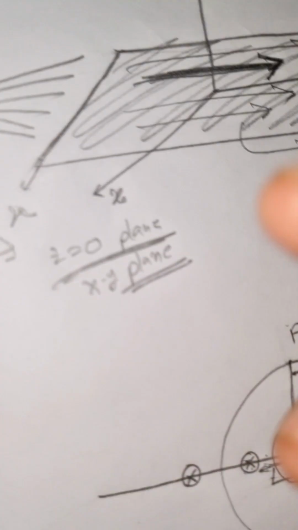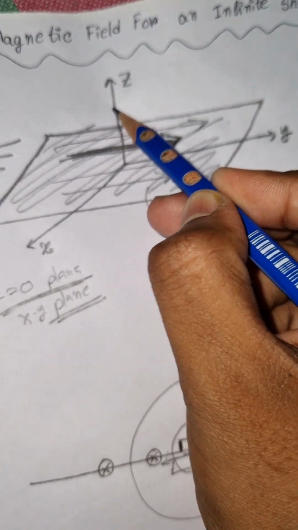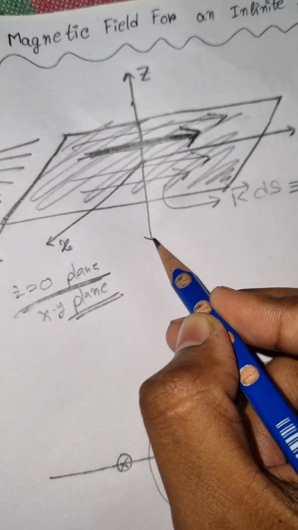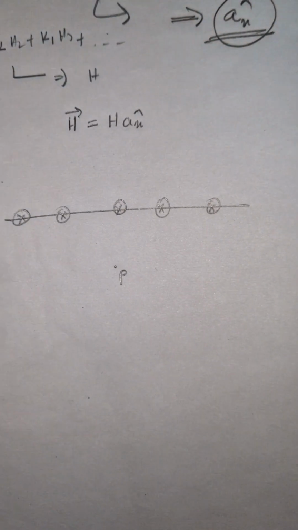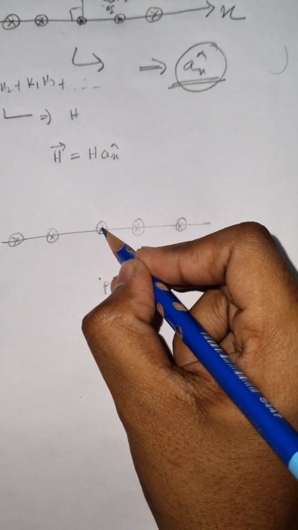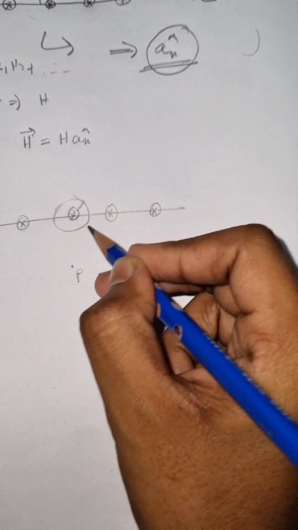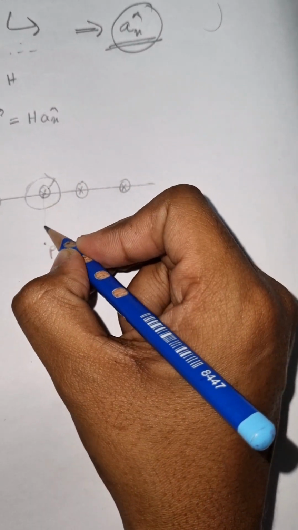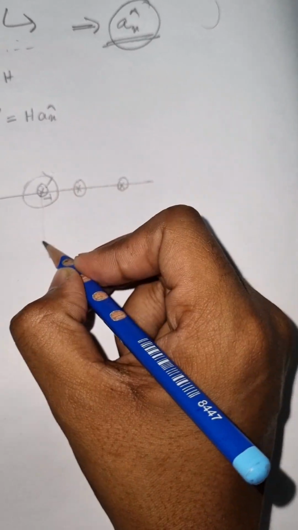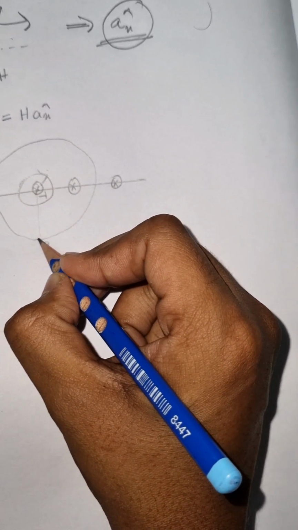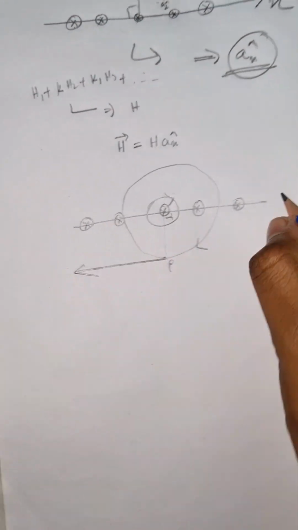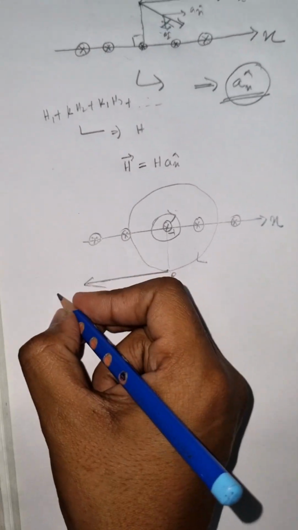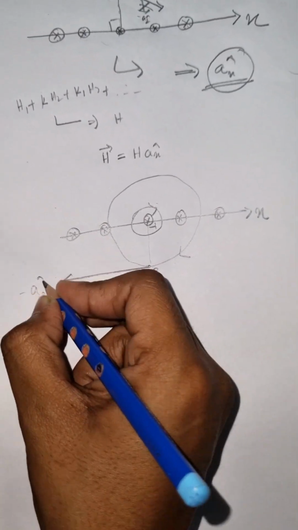In this case we are considering the point P is somewhere here. So in that case what happens? It will be something like this. So for this one, it is the rotation. So at P, it will be something like this, and this is the direction, and it will be directed towards negative a_x cap, right?